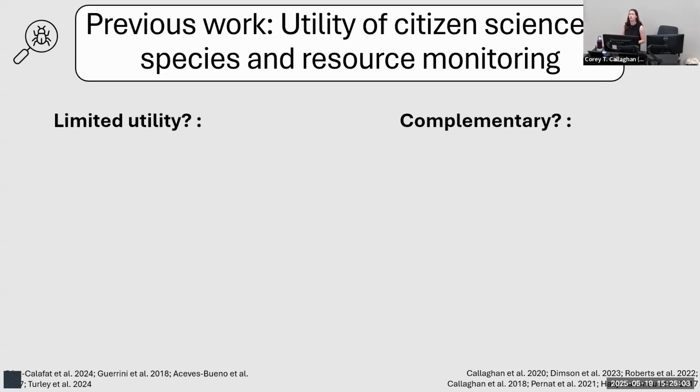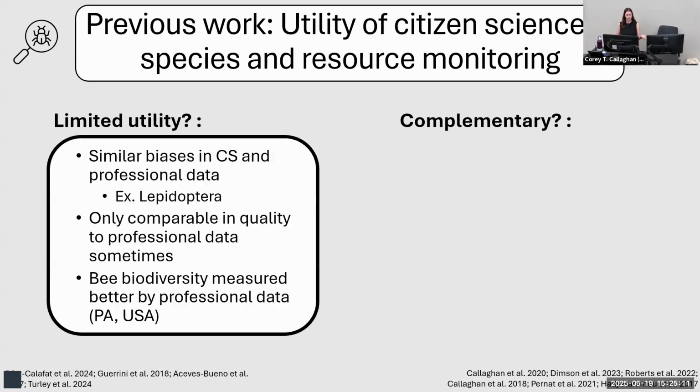I'm interested in looking into citizen science as a way to reduce the burden of these constraints. There has been previous work on the utility of citizen science in species and resource monitoring, with mixed results. Some research has found limited utility, that citizen science produces similar biases as professional data. For instance, Lepidoptera is overrepresented amongst insects. Some research has found that citizen science data is only sometimes comparable in quality to professional data. And there are case studies, like one in Pennsylvania, finding that bee biodiversity is better measured by professional data than by iNaturalist data.